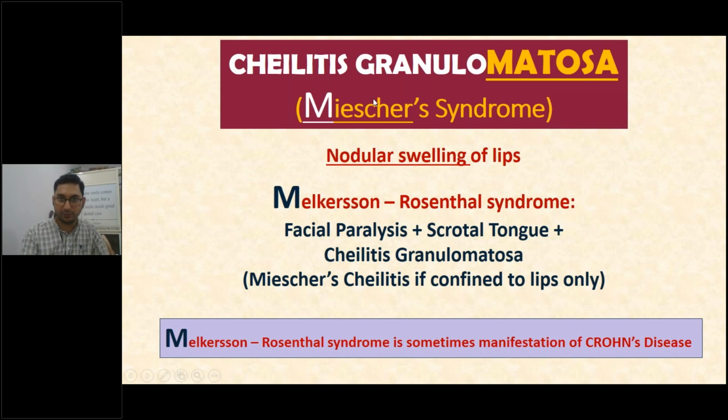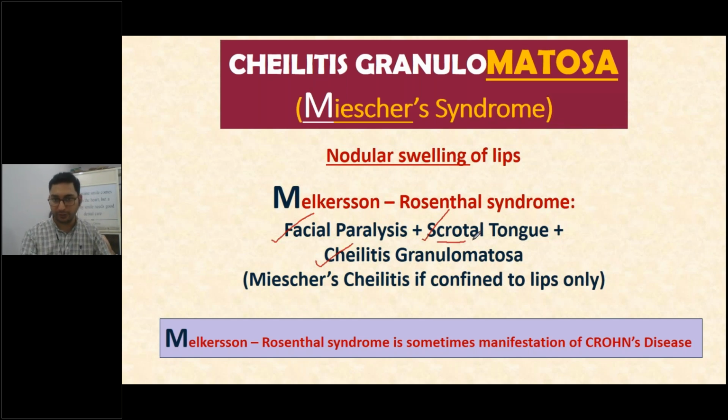And it is seen in Miescher's syndrome, again with M. So it has nodular swelling of lips, plus this is one of the features of Melkersson-Rosenthal syndrome, which has three things: facial paralysis, scrotal or fissure tongue, and cheilitis granulomatosa. Right, so these three things are seen in Melkersson-Rosenthal syndrome, and this is again very important. It is an important question: facial paralysis, fissure tongue, and cheilitis granulomatosa. It is seen with Melkersson-Rosenthal syndrome. You need to remember it. Very, very important question.